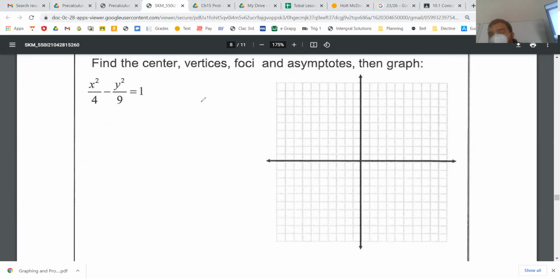Brandon. So let's talk about this one. We're going to find the center, the vertices, the foci, and the asymptotes, then graph it.